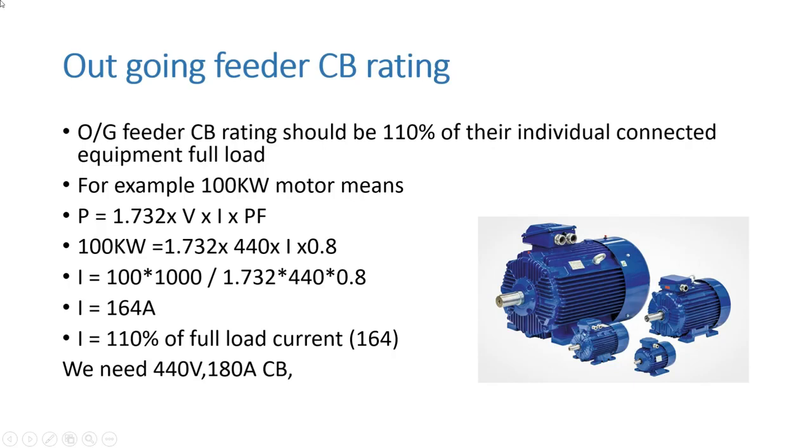Now as per the outgoing feeder rule, 110% of the individual full load current. So I have to multiply this 164 into 110%, it becomes 180 ampere. So I need to choose a 440 volt 180 ampere circuit breaker, or I can choose a 440 volt 200 ampere circuit breaker. Similarly, for all outgoing feeders we need to calculate individually and multiply with 110% of the full load currents. So now we finalize all the circuit breaker and switchgear current ratings.